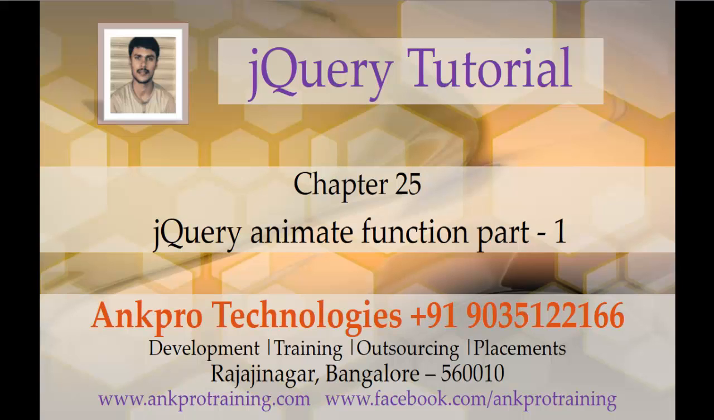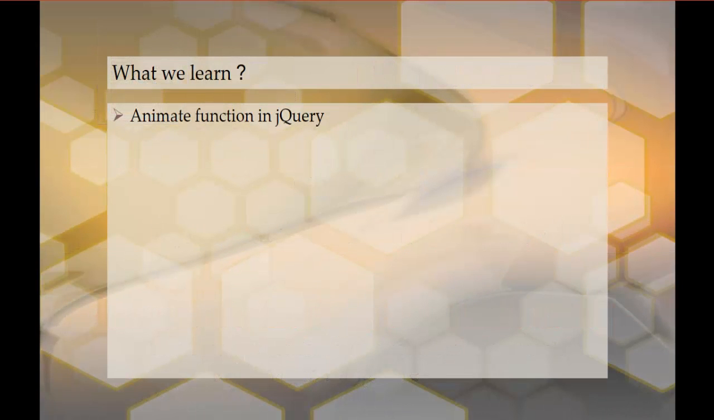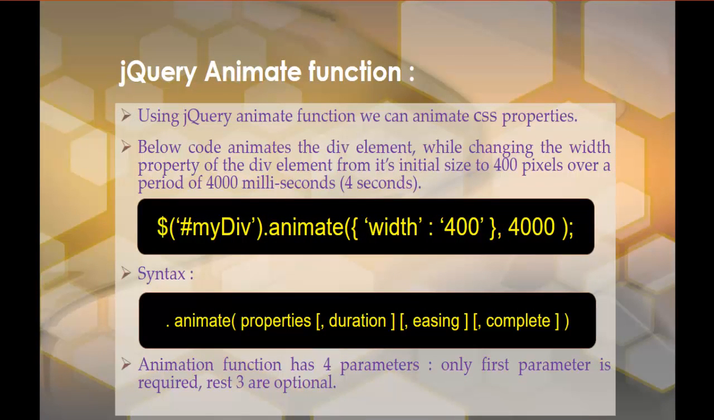My name is Harish. In this session, we are going to learn how to animate the HTML elements on the web page with the help of the animate function in jQuery. Using the jQuery animate function, we can animate CSS properties. You can observe the code present here. It animates the div element by changing its width from its initial size to 400 pixels over a period of 4000 milliseconds.